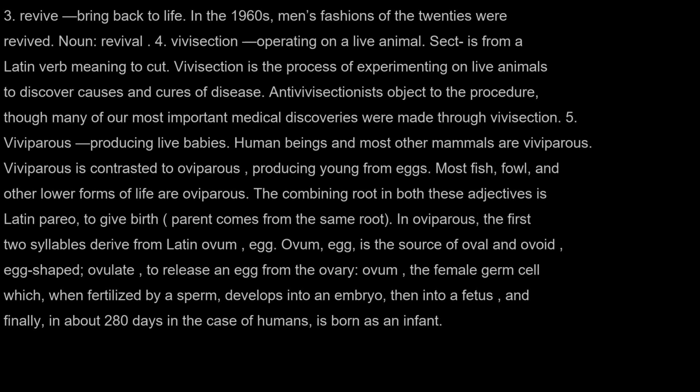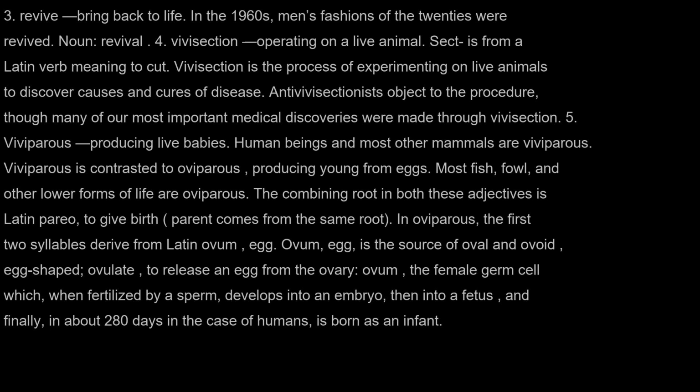5. Viviparous, producing live babies. Human beings and most other mammals are viviparous. Viviparous is contrasted to oviparous, producing young from eggs. Most fish, fowl, and other lower forms of life are oviparous. The combining root in both these adjectives is Latin pario, to give birth. Parent comes from the same root. In oviparous, the first two syllables derive from Latin ovum, egg.